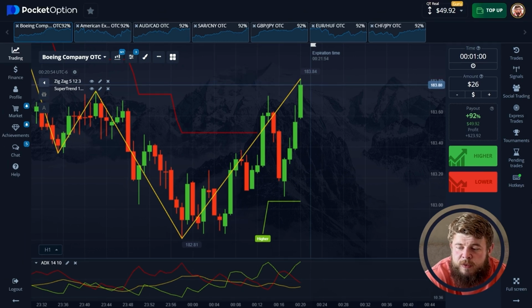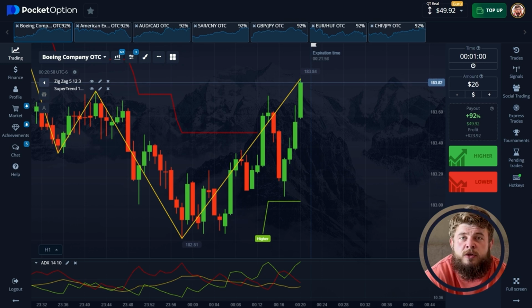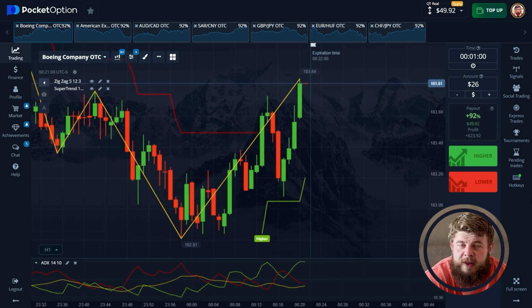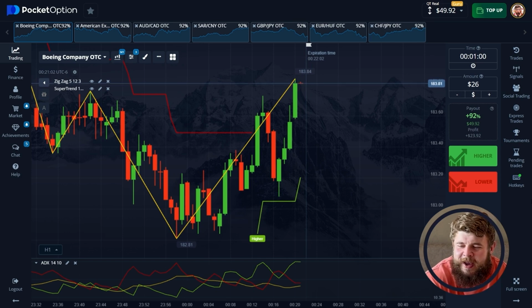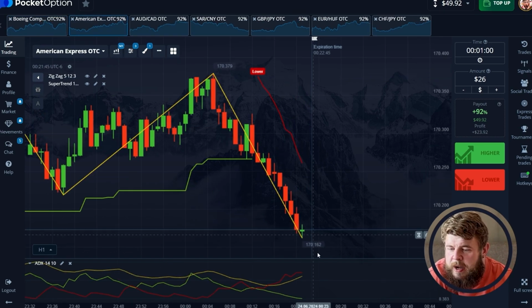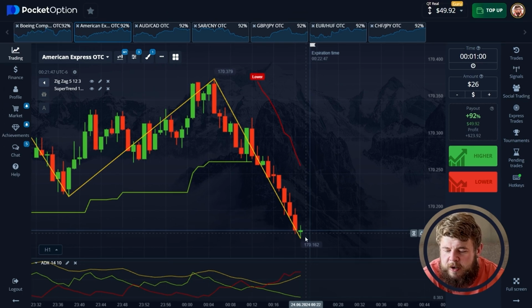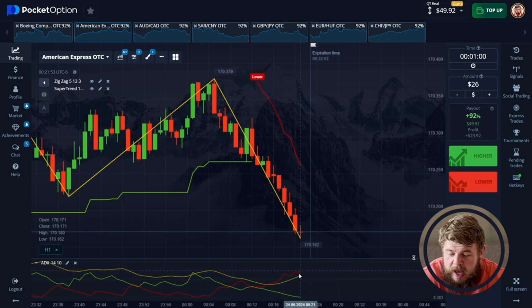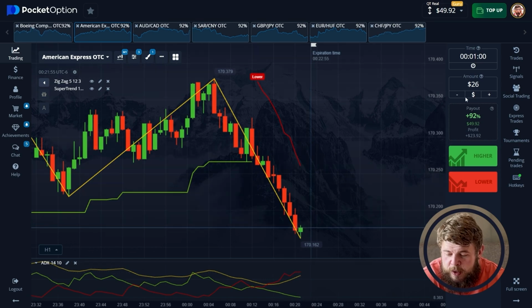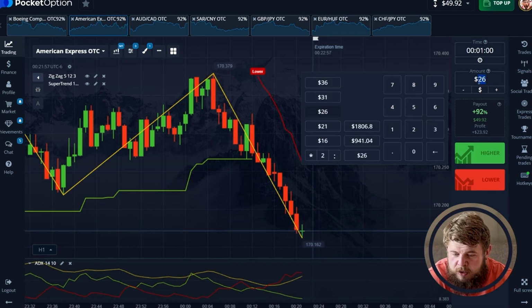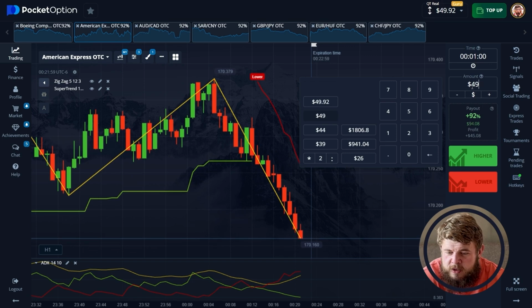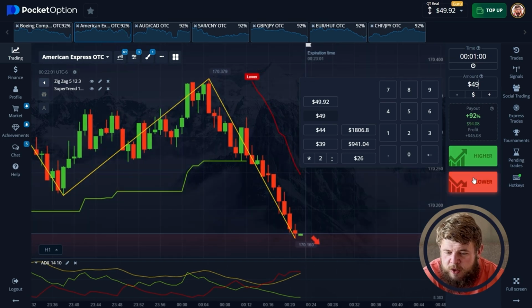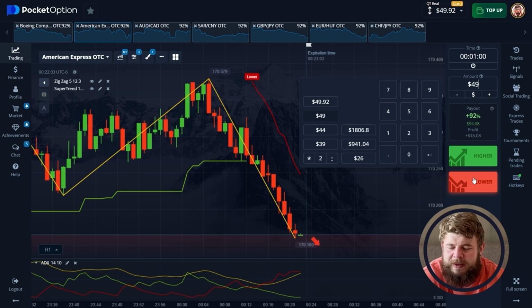Okay, so now let's find the next currency pair that we're going to trade today. Okay, guys, let's check American Express stocks. Here you can clearly see that we're moving in a very straight descending channel. Now, according to the ADX, we are in the buy zone and price is ready to reverse. So that's why let's change our investment to $49. Now, let's open sell position.